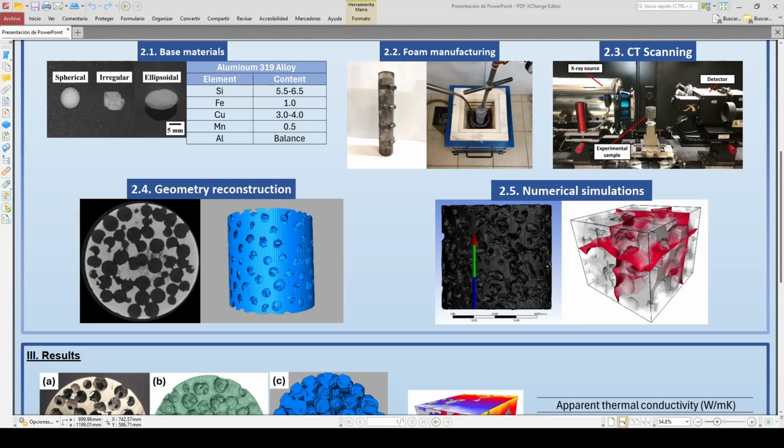And for the thermal conductivity simulations, the Avizo model used Fourier's equation under steady-state conditions, and we calculated the apparent thermal conductivity of the foam. We assigned the conductivity values for aluminum alloy and the void spaces. For aluminum alloy, we use 37 watts per meter Kelvin, and for the void, we use 0.024 watts per meter Kelvin.